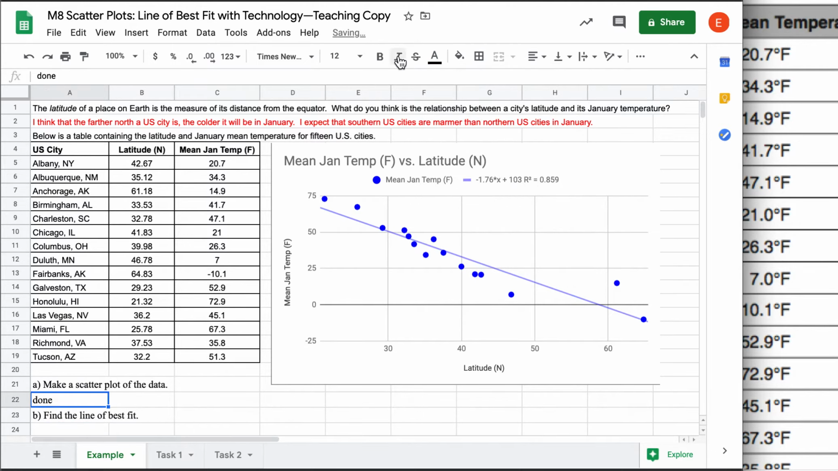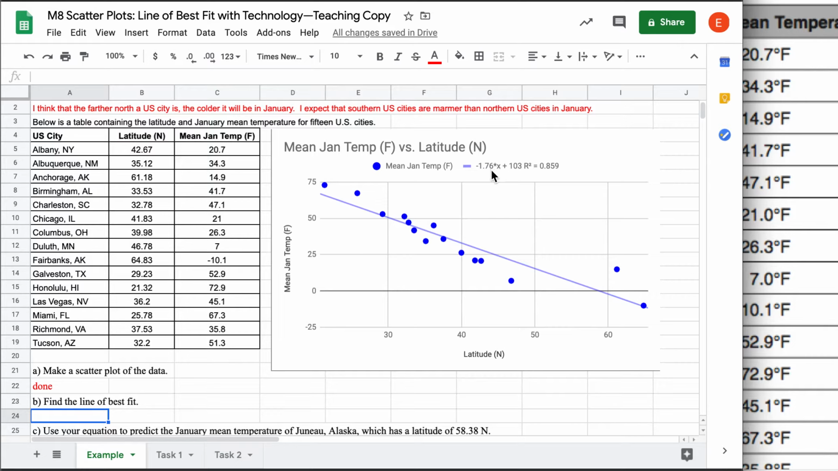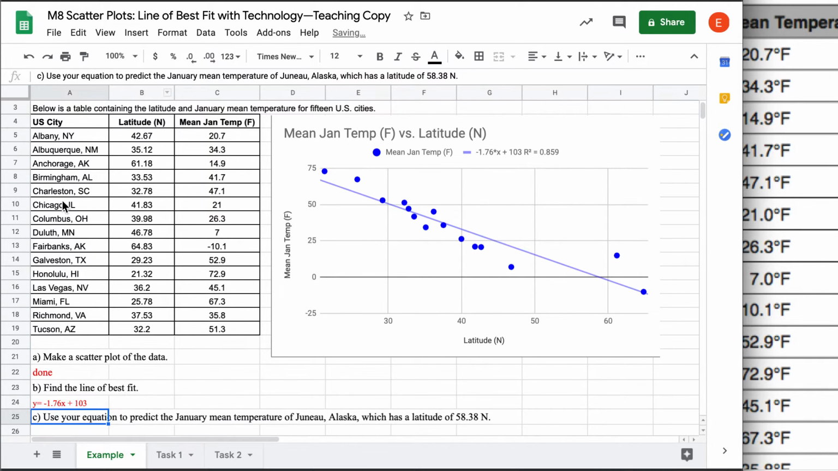Okay. I want to make that red. My answers I'm doing in red. Find the line of best fit. We need to put a y equals in this, even though they don't have a y equals, and then it's y equals negative 1.76x plus 103. Okay, that would be my equation for the line of fit.